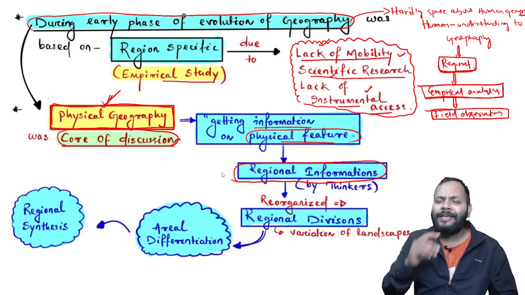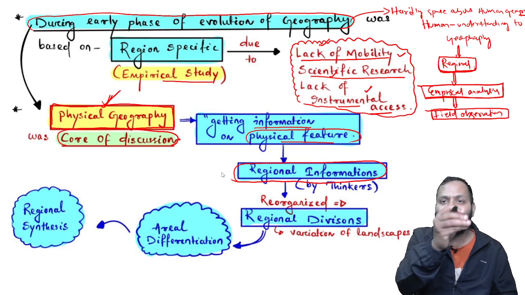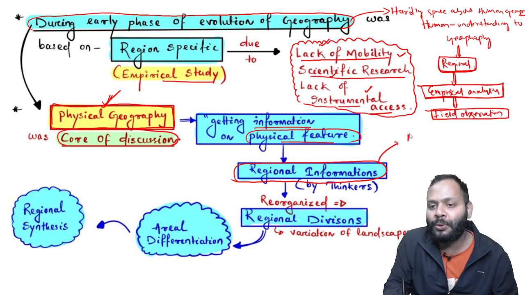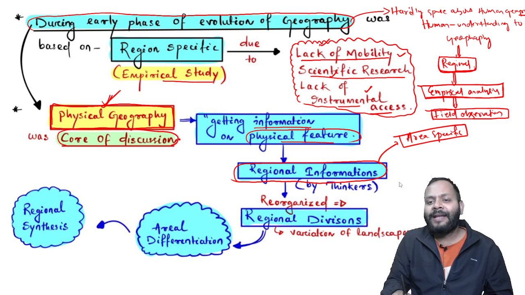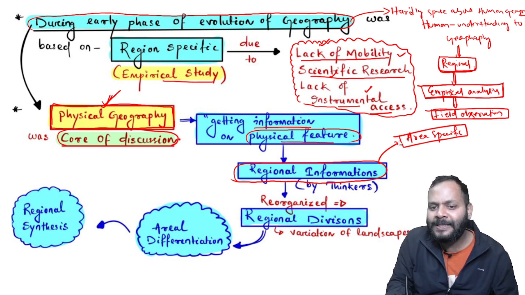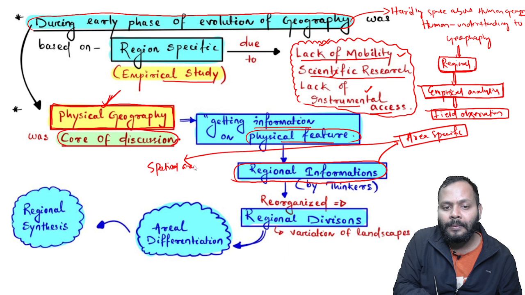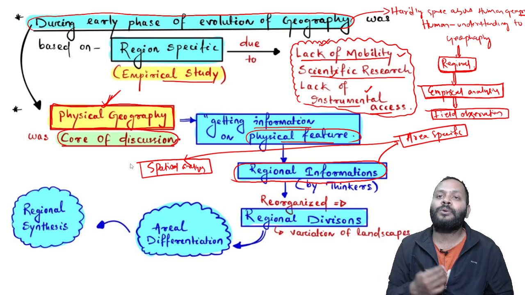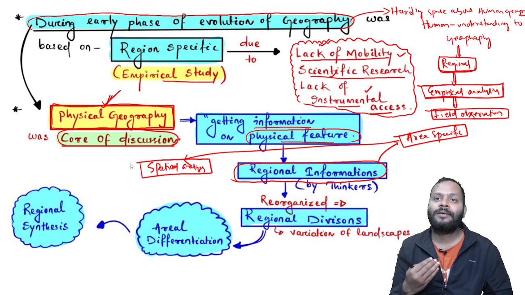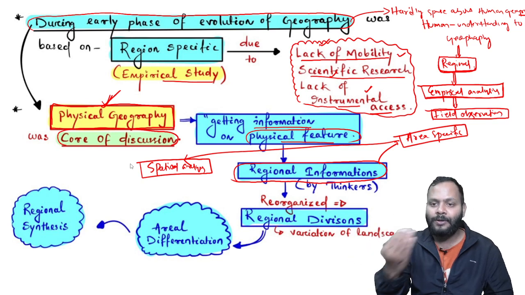Now tell me, if I take information region-specific, can I say regional information or also area specific? This is called area specific. When I say area specific, in your vocabulary you have to write that this is spatial analysis. So sometimes you will get a question on spatio-temporal analysis. The analysis over space is called spatial analysis.